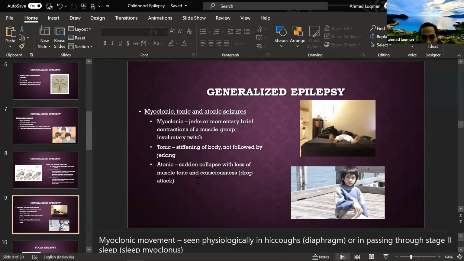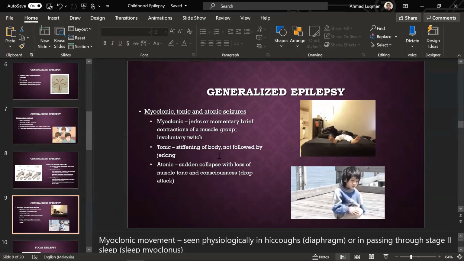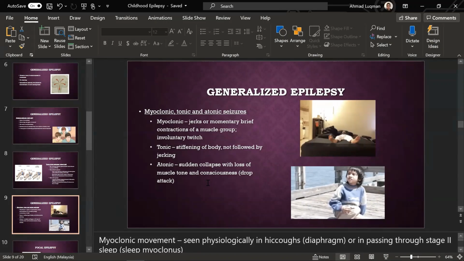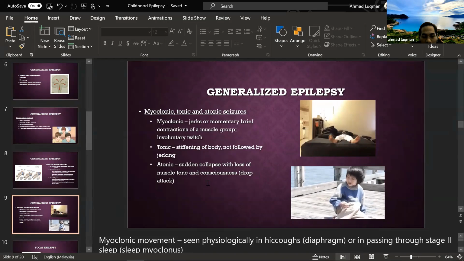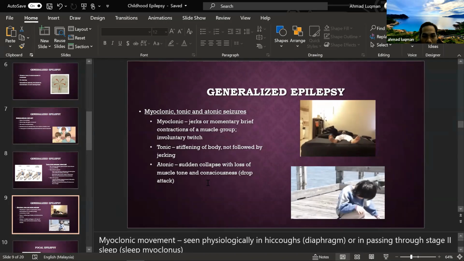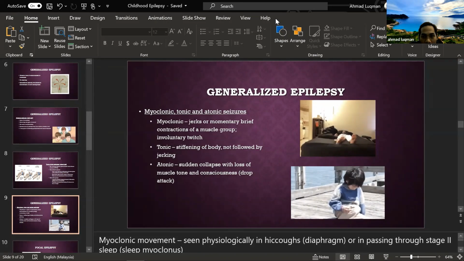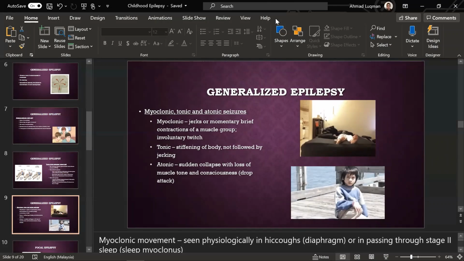What I can say is mostly it's based on the clinical features, how the guardian explained to us. I hope that answers your question. Okay, thank you.